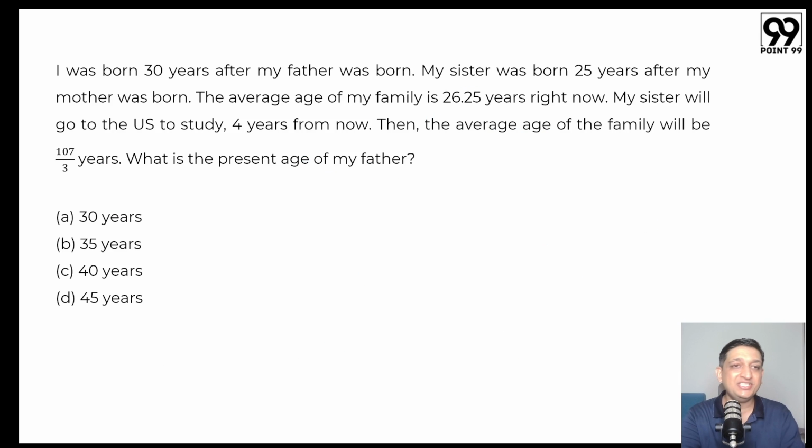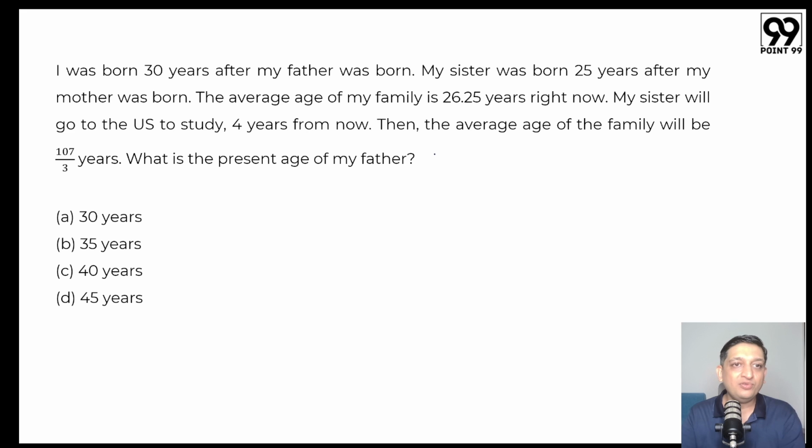Let's look at this question now. Very interesting question. Try this out on your own and then you can have a look at the solution that will follow. I was born 30 years after my father was born. My sister was born 25 years after my mother was born. The average age of my family is 26.25 years right now.